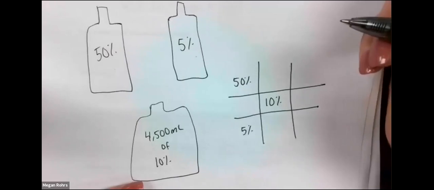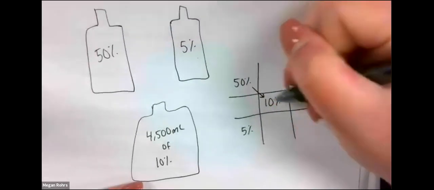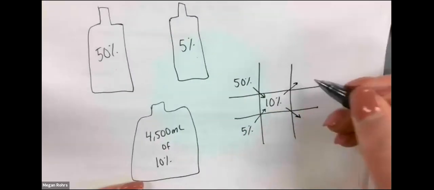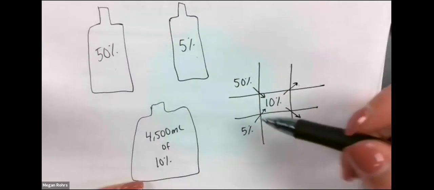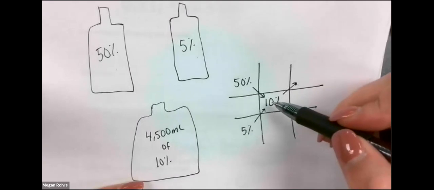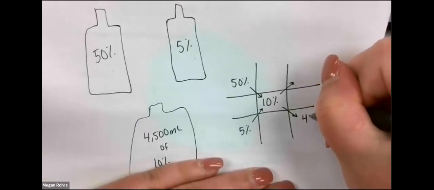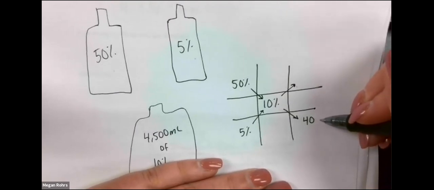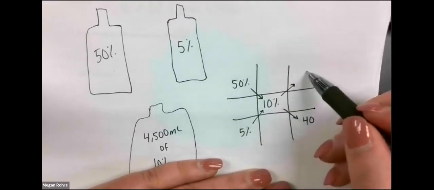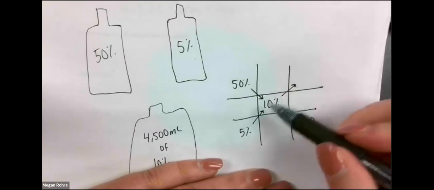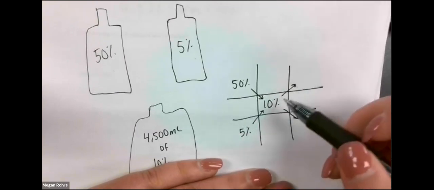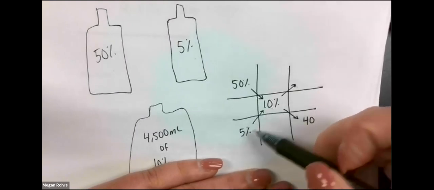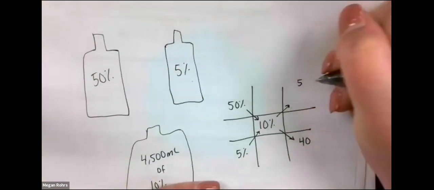subtract diagonally, okay? So we're going to go this way and this way, okay? So first, 50 minus 10 gives us 40, and you do not need to write a percentage sign here, just leave that as 40. And then we're going to go this way, but we're never going to have a negative number, okay? So we're always going to take our middle minus our lower. So 10 minus 5 gives me 5 here.